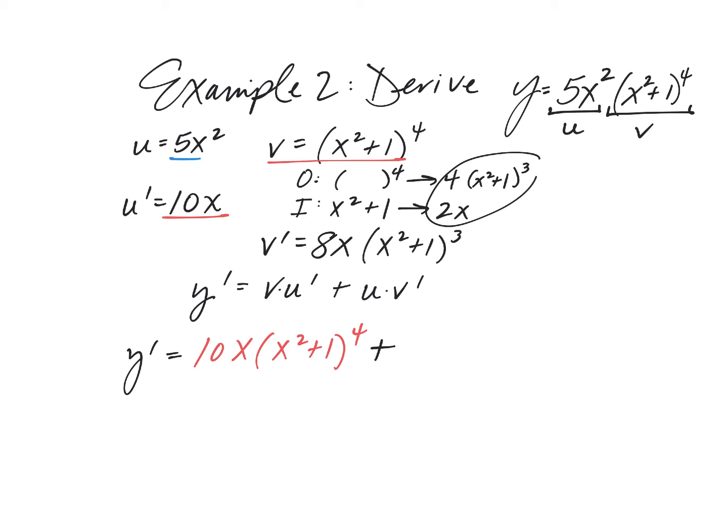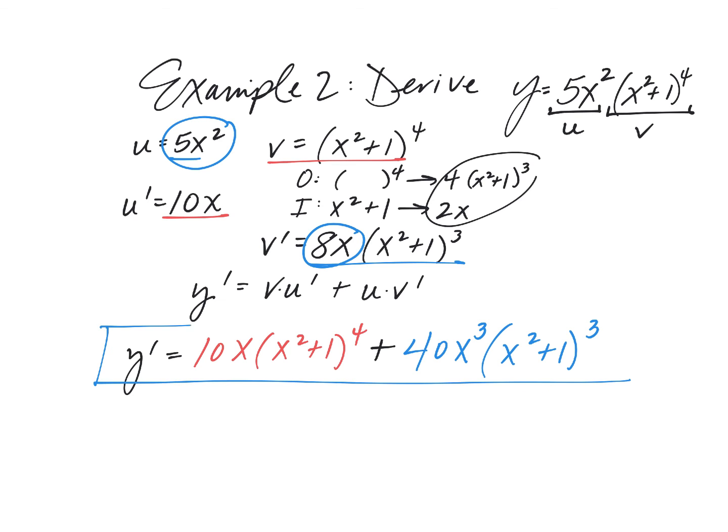Plus UV prime. So I'm multiplying the 8x and the 5x squared, which is going to give me 40x cubed. Then I've got x squared plus 1 to the third power. And for now, that's your final answer. Again, tomorrow we'll work on factoring to simplify.